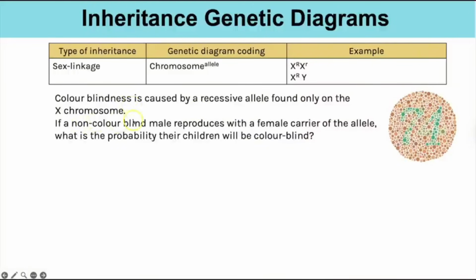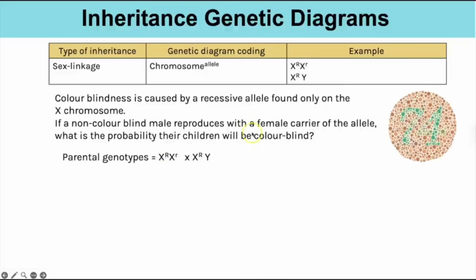If a non-colourblind male reproduces with a female carrier of the allele, what is the probability their children will be colourblind? So step one is always working out the genotypes of the parents. And when it's sex-linked, you get marks for including the sex chromosomes in the genotype as well. So you do have to include that. For the male, it's XY. For the female, it's XX. And remember, you only find the allele on the X chromosome.